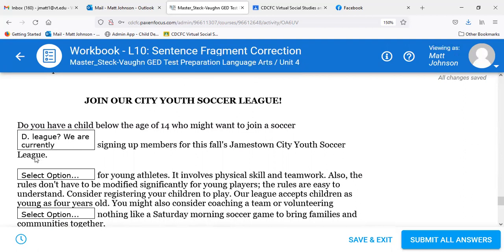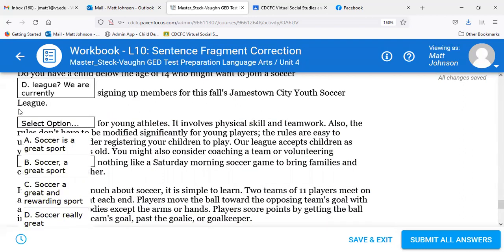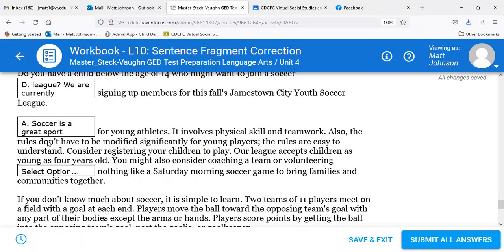And then going into that next sentence, we need to make sure that it's a complete statement as well. We are currently signing up members for this fall's Jamestown City Youth Soccer League. Next, soccer is a great sport. I think the answer is A. Yeah, you don't need anything, right? You just need that piece of the sentence. Soccer is a great sport for young athletes. There's no other punctuation, nothing needed. It's a fairly simple statement.